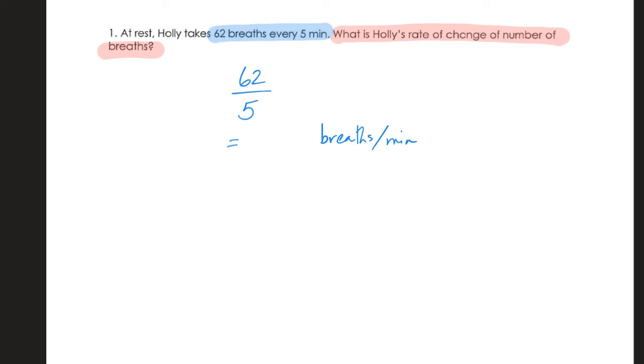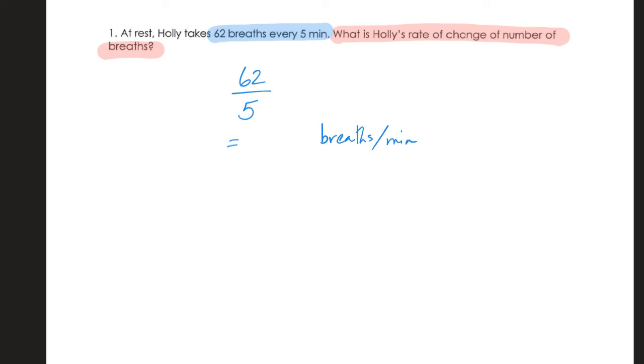I just want you to notice that if you answer that question the way you have your answer, it's not the way that people talk. Like if I asked you, hey, how many breaths is Hawley taking per minute? And you said 62 fifths, then people are going to look at you weird, because we don't talk that way. When we address a rate of change, we're permitted to use approximates.